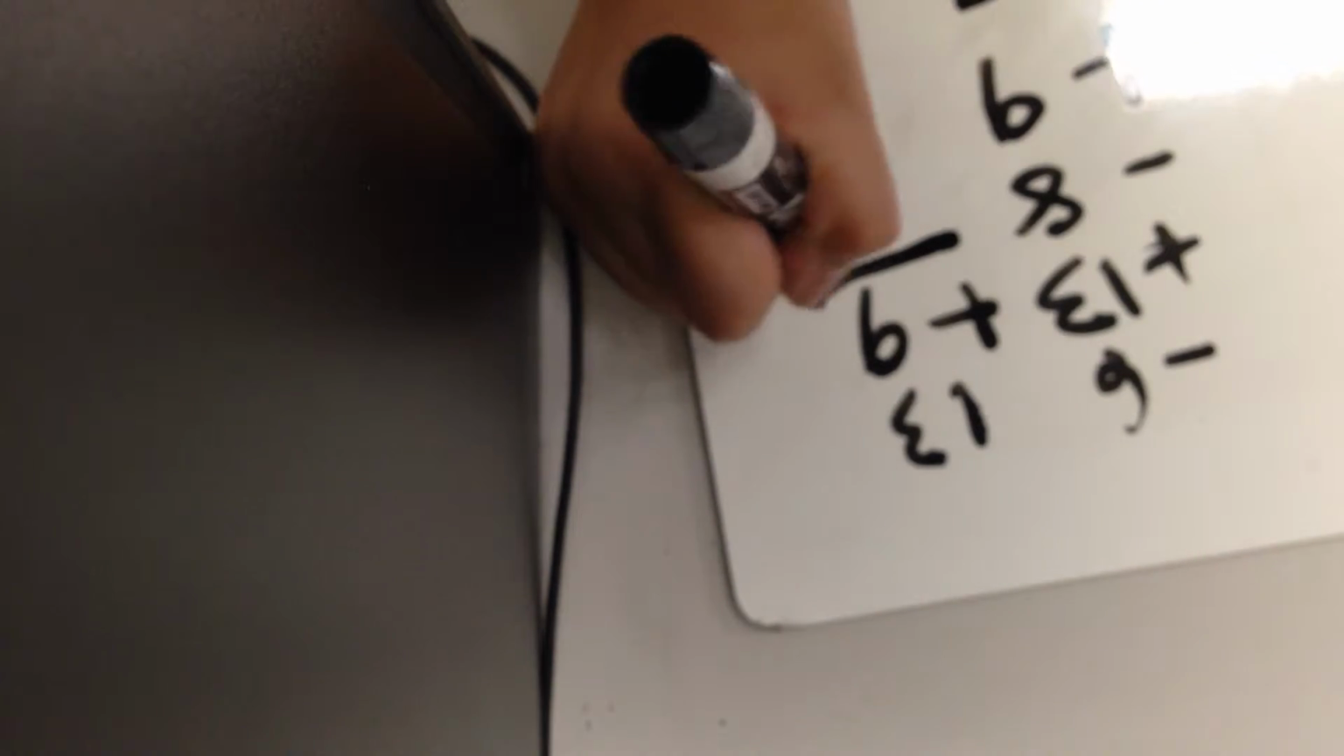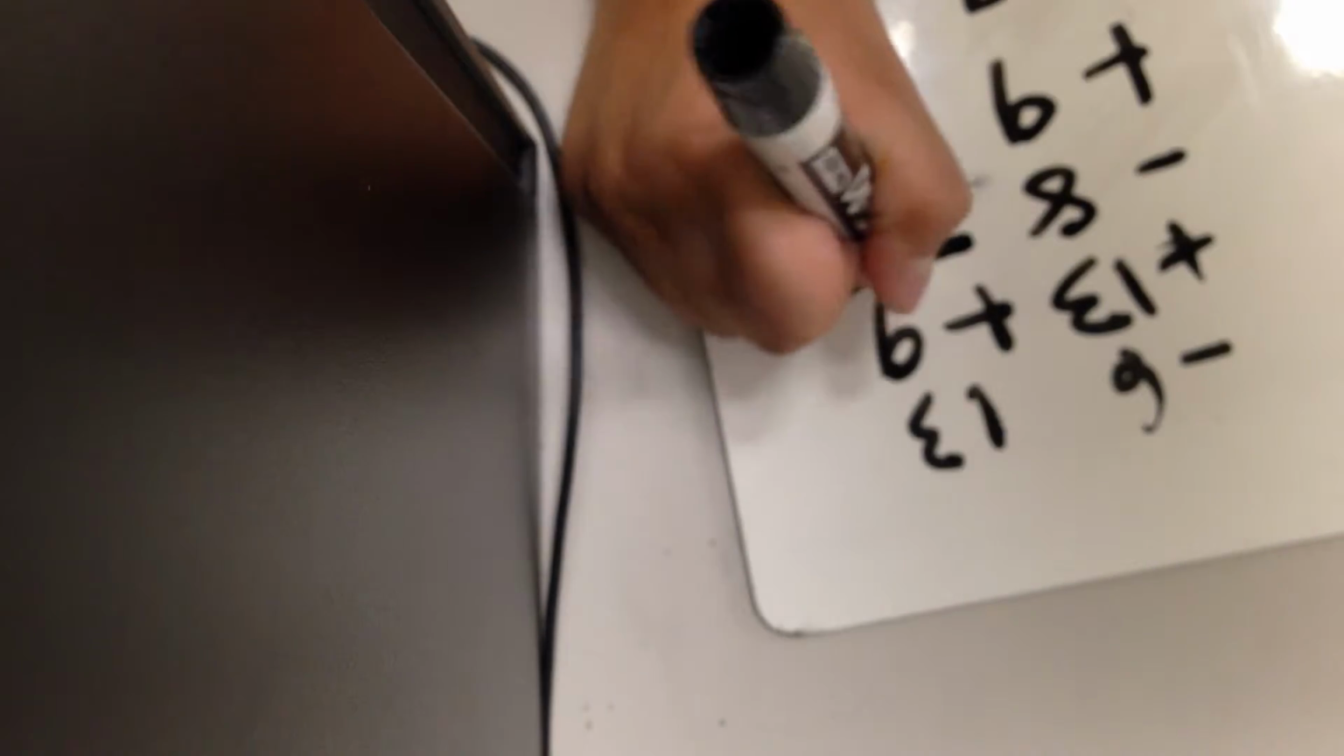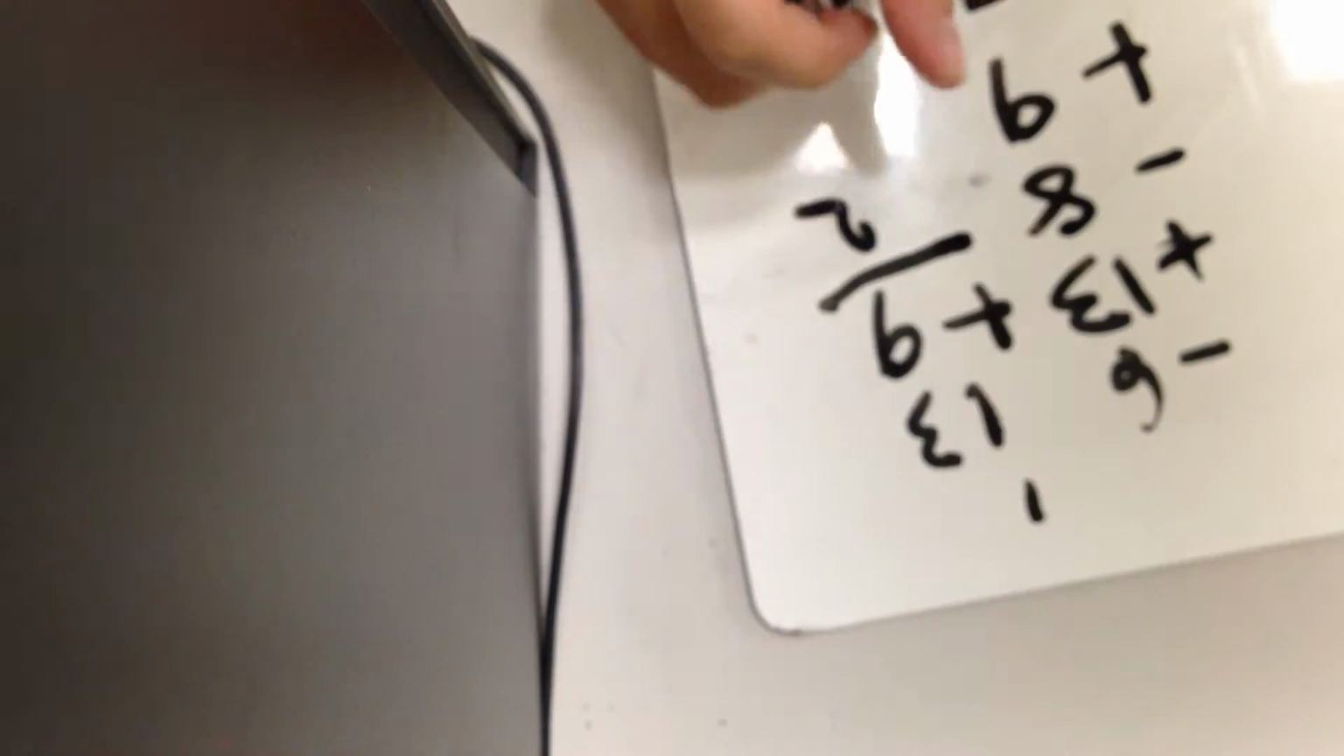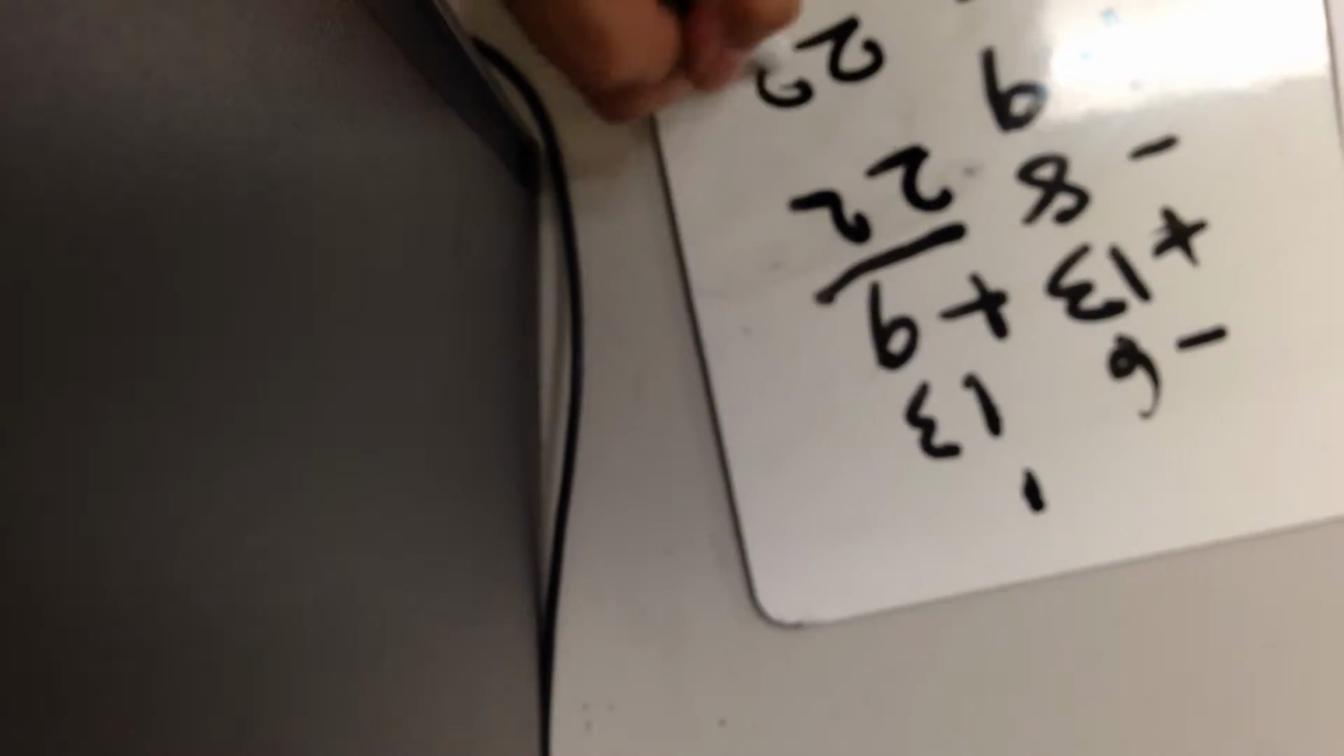Okay, so 12. So 2 right here and 1 right there, which would be 22. And then don't forget the 3. 22 plus 3 would equal 25 right there. Okay, remember 25.